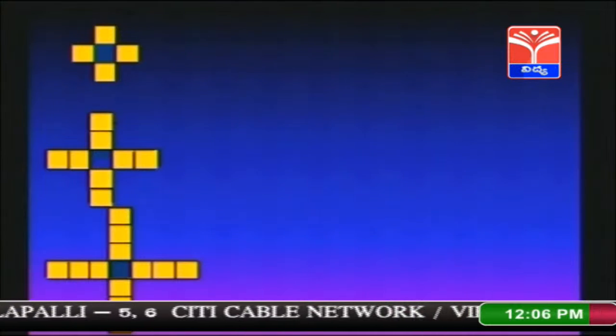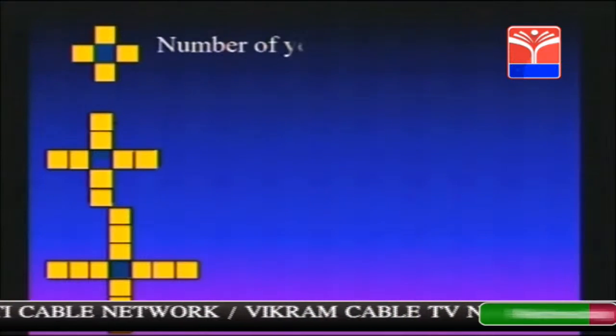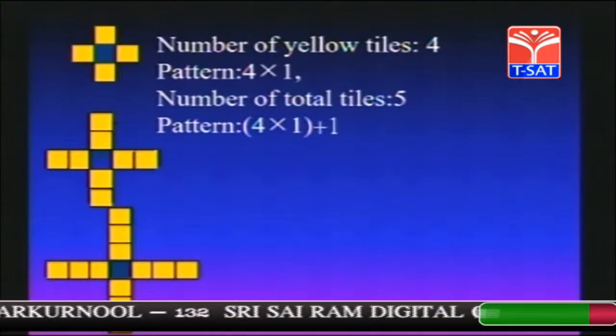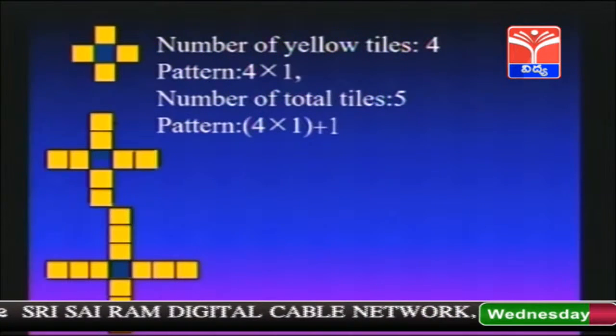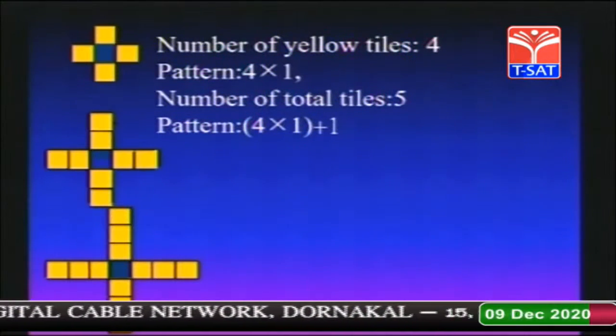If you observe this slide, what do you notice? Children, we notice that there are 4 yellow colored tiles, which pattern is written as 4 into 1. And there is one more tile in the middle, in between the 4 tiles here. So the total number of tiles is 4 plus 1, that is 5. So the pattern can be written as 4 into 1 plus 1.